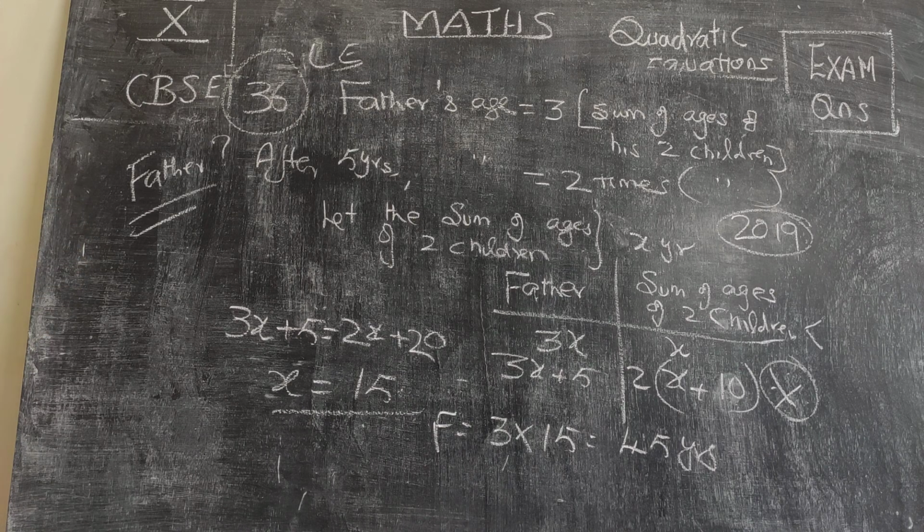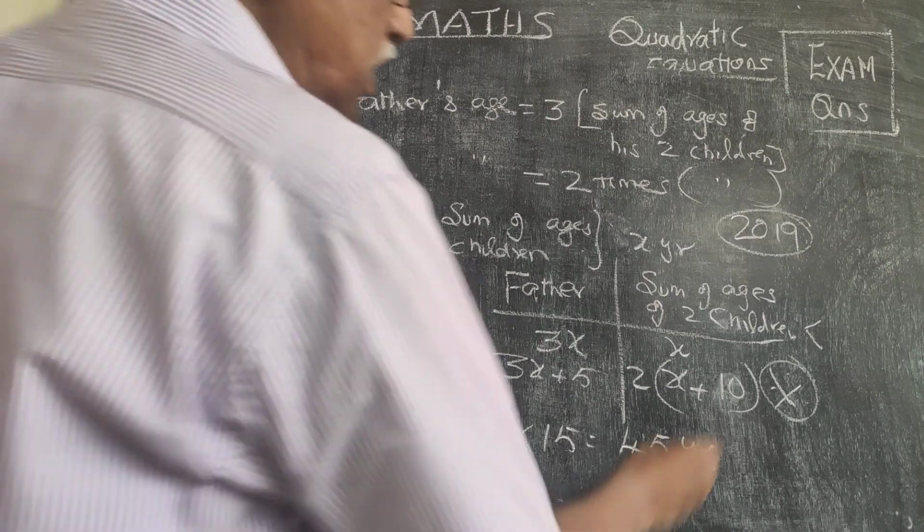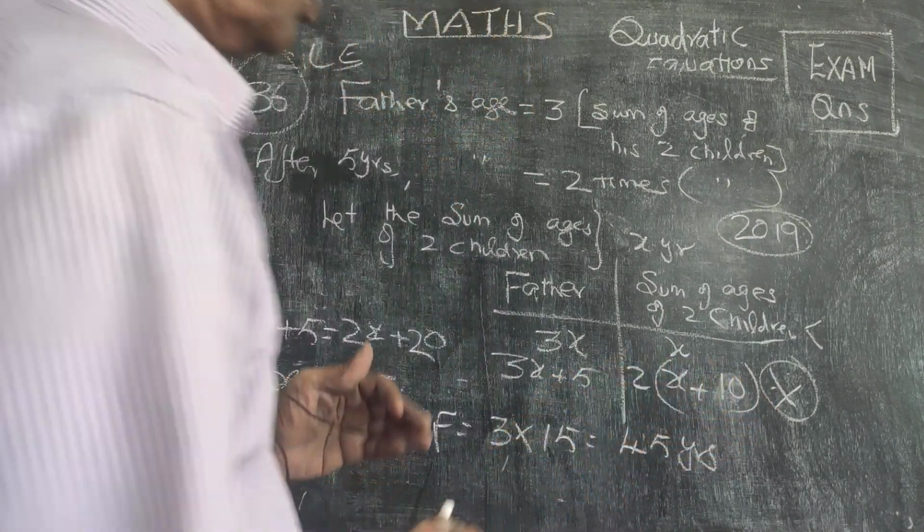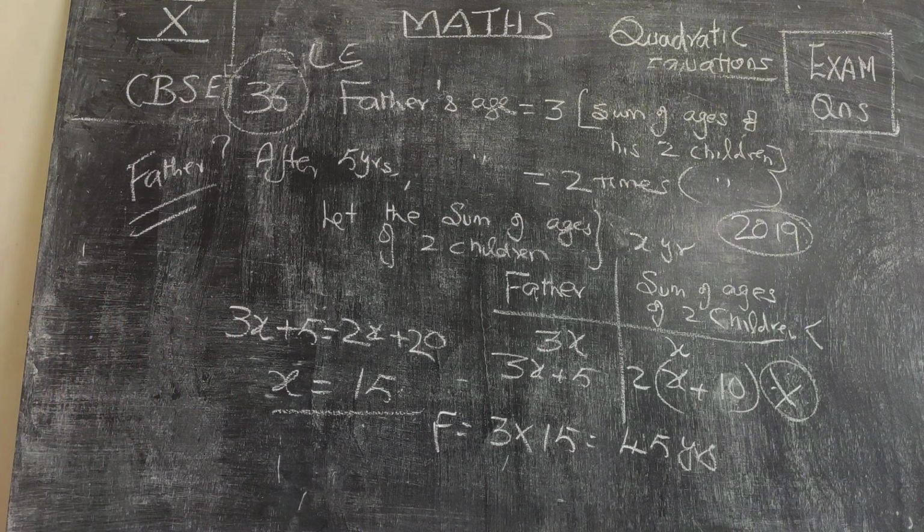So the problem is very simple. Father's age given as 3 times, and after 5 years 2 times. The general mistake the students are committing here: after 5 years, when they are adding 5 here, they add 5 here also, x plus 5, and end up in a wrong answer. So that completes the video for the day.